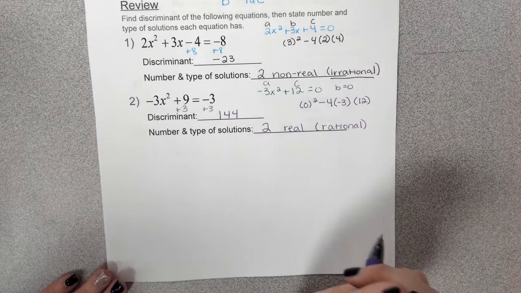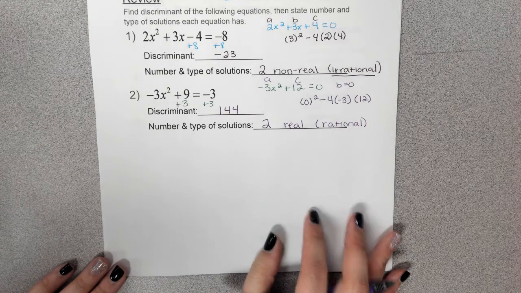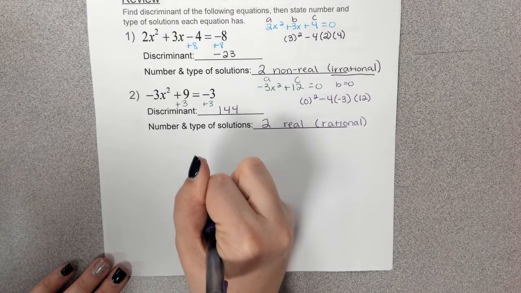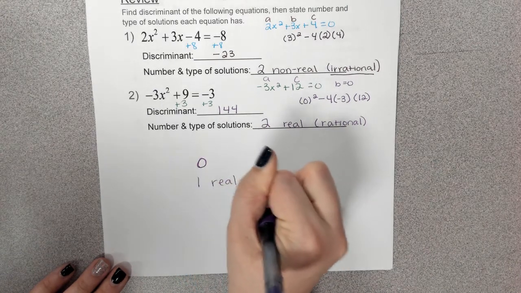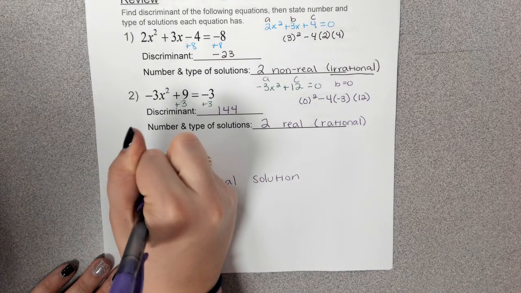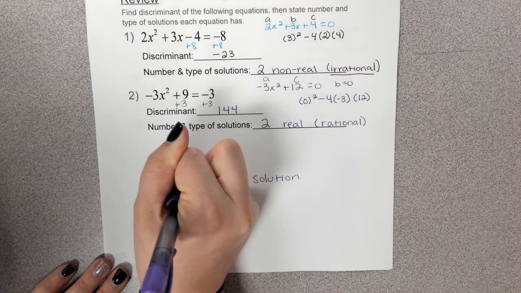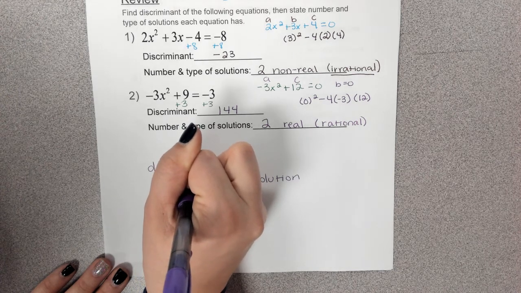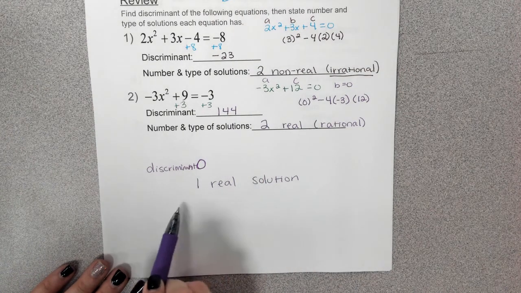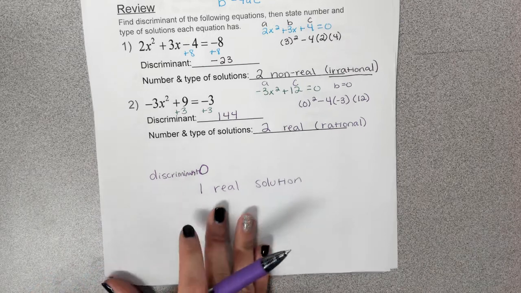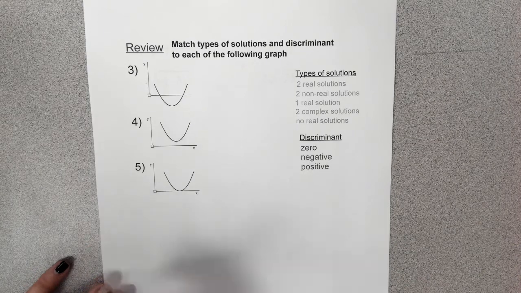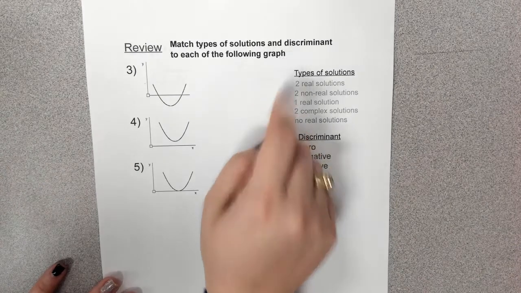Okay. So the other type that we haven't talked about on this one is if you get a discriminant of 0. So remember, if you get a discriminant of 0, that's going to be 1 real, or rational, solution. So if the discriminant is 0, then you've got 1 real solution. So just keep that in mind as you are working through this and you see it come up on the test.